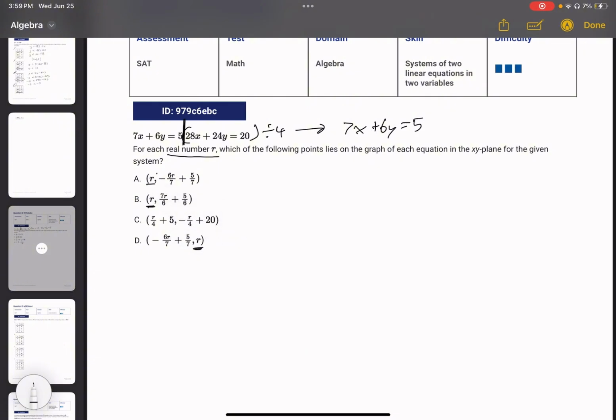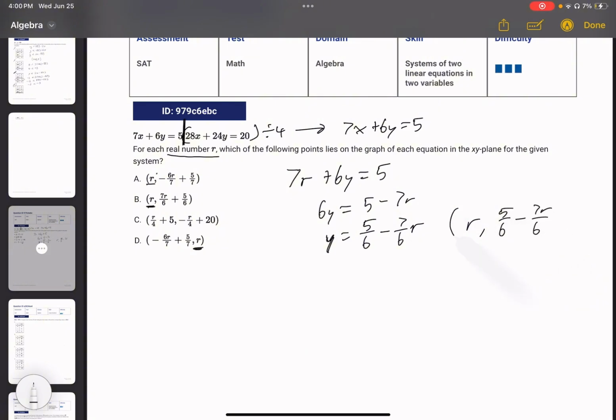So we're plugging in r for x here, so we have 7r plus 6y is equal to 5, and then we need to solve for y because we need to get our y coordinate point. And we're kind of killing two birds with one stone here since we're plugging in the same thing for both of these. So we get 6y is equal to 5 minus 7r, y is equal to 5 over 6 minus 7 over 6r. Okay, so this should be our coordinate point. We should get r comma 5 over 6 minus 7r over 6. That should be your coordinate point since that's our y and we plugged in r for x.